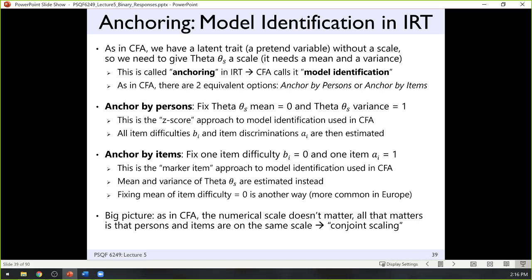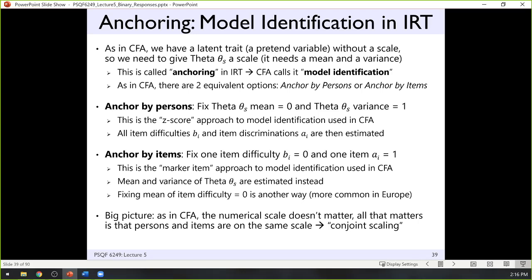The most common approach is to set the scale of the model by fixing theta's mean to 0 and its variance to 1. An alternative is to use a marker item, and you would fix its A to 1 and its B to 0. And there's other combinations possible too. You could fix the mean item difficulty across all the items to 0. It's the exact same problem because ultimately theta doesn't exist. Theta is a latent variable, and so we have to give it a scale. And once we do that, all of the other parameters for the items can be found in relation to that.